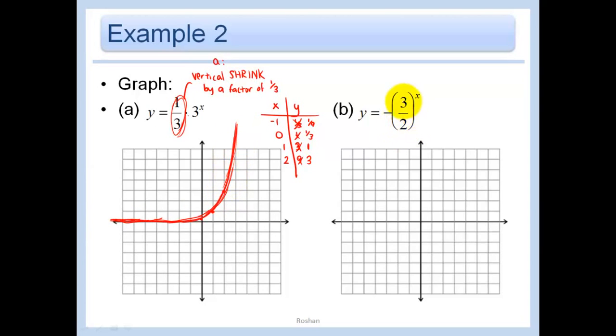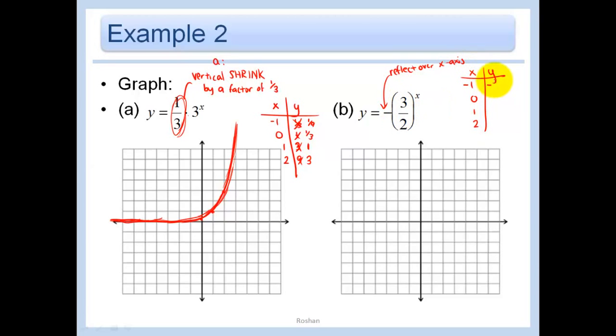In this problem here, this 3/2 is actually our b, so it is not representing a vertical shrink or stretch. This negative, however, does indicate that we are reflecting over the x-axis. So let's just go ahead and make a table of values. Let's start with -1, 0, 1, and 2.